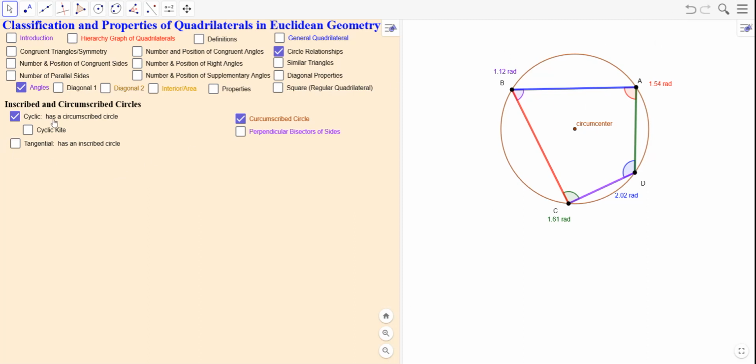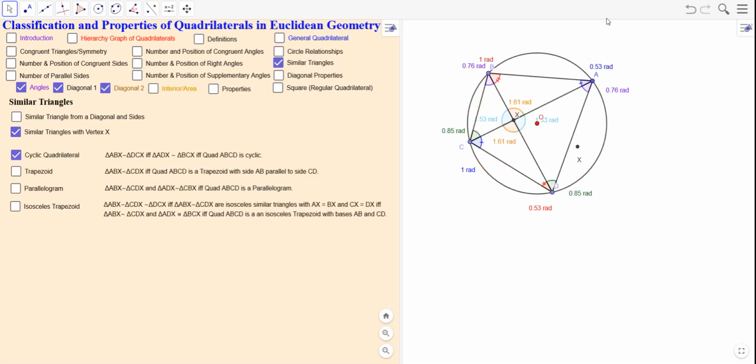All right, there's also some interesting things here when we look at the triangles formed by the diagonals. I meant to say the triangles formed here. So I'm looking at these similar triangles here, and we'll let X be where the diagonals intersect. And let's look at some angles formed here. There are some interesting things going on here.